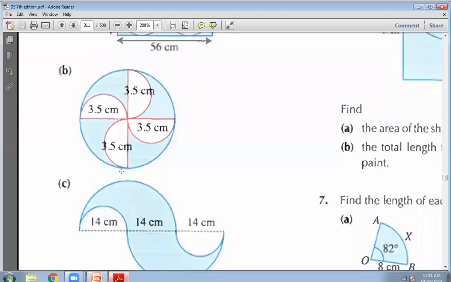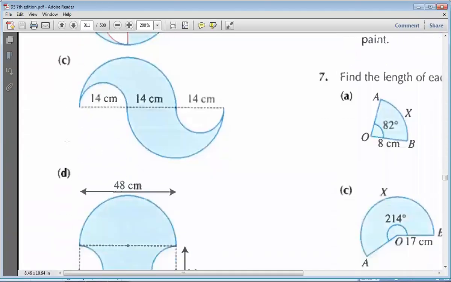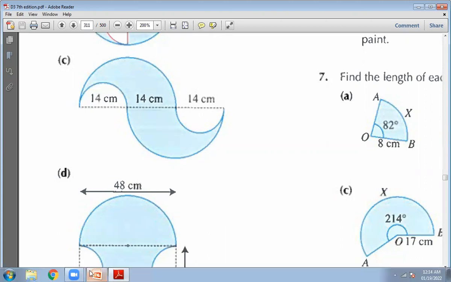Okay, so let's move to the next question. The next question is on your screen, and this is that. So I will find the area of this big semicircle. We want to find the area of this shaded region. The strategy is I will find the area of this big semicircle. From there, I will subtract the area of this small semicircle, and then I will double it. Because these two figures, they are exactly the mirror image of each other. So I will find the shaded region by this strategy.